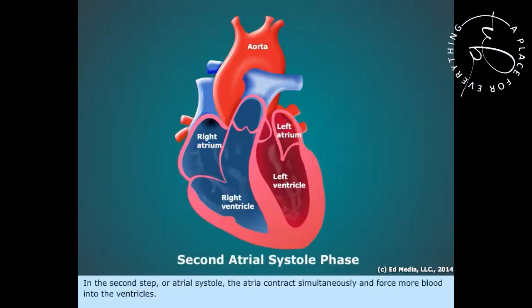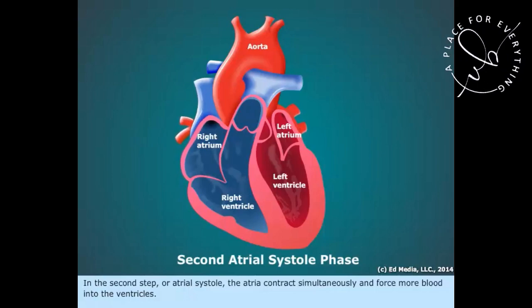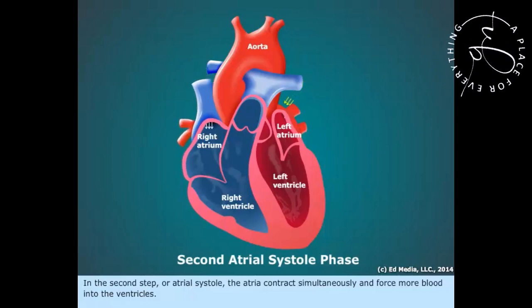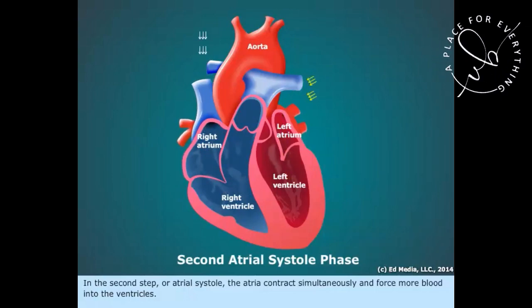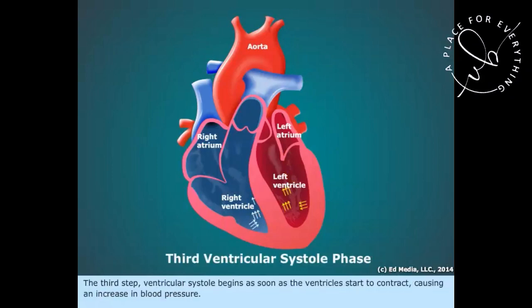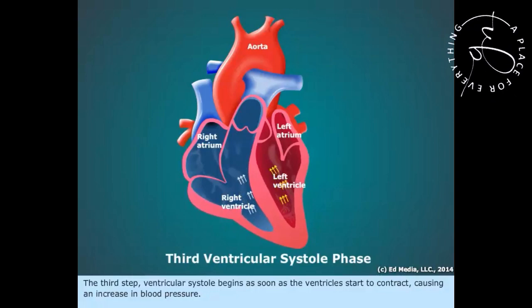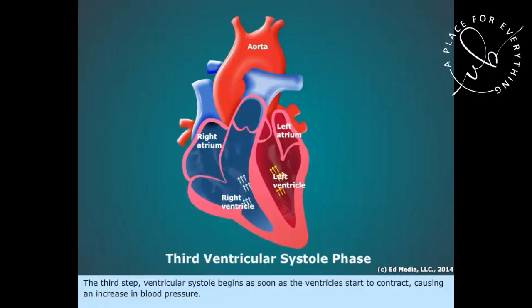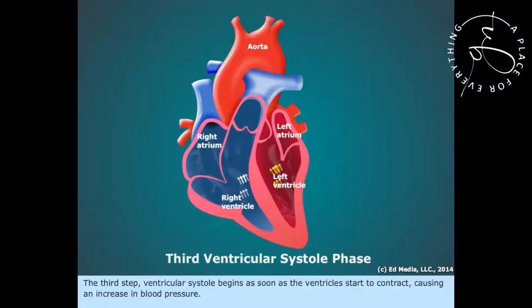In the second step, or atrial systole, the atria contract simultaneously and force more blood into the ventricles. The third step, ventricular systole, begins as soon as the ventricles start to contract, causing an increase in blood pressure.